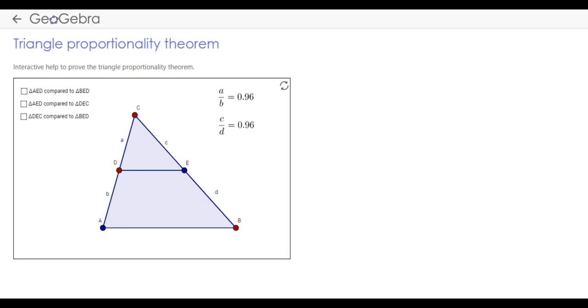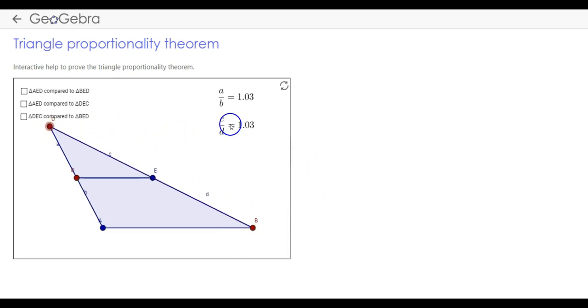Alright, so let's look at this. Triangle proportionality theorem. So remember what the theorem says is if these two lines are parallel, then we can set up the proportions to be equal. So in our case, A divided by B would equal C divided by D. So if I'm changing this in any way, notice how the proportions are still the same, no matter what I do. And that also includes if I change the triangle to look a little different.